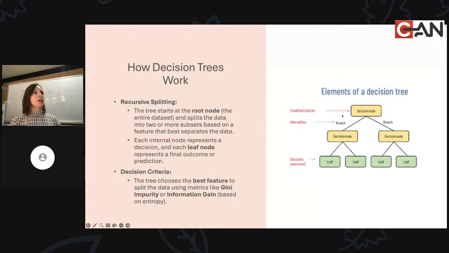So we start at the root node, we pass the entire data set. The data set is split into 2 or more subsets based on some features, and we separate that data. Each internal node represents a split or a decision, and then these are called leaf nodes. They're at the very end. The very last node, if there's no split, is a leaf, and that represents the final outcome of our prediction. So the question is, how do we choose the best feature to split on?